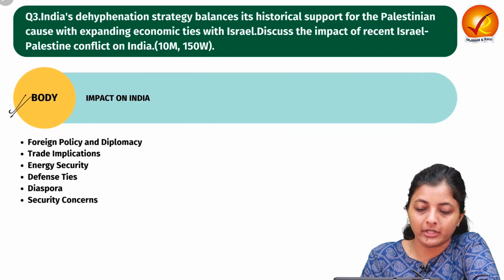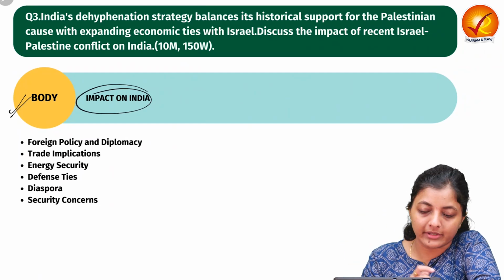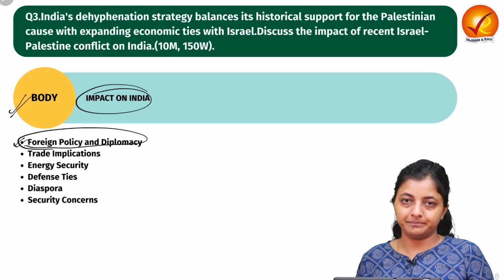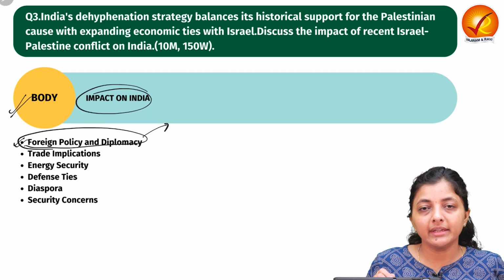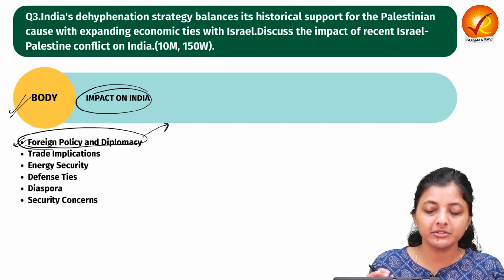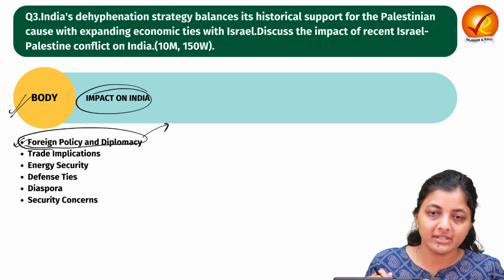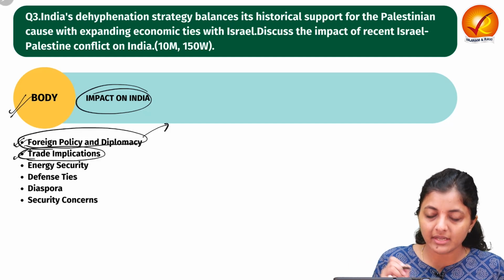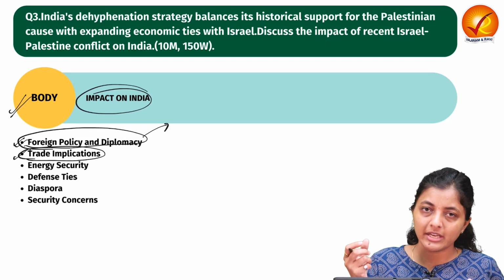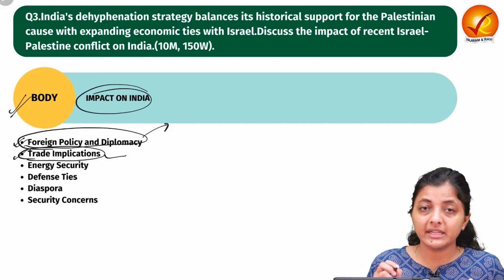Now, let's see the body. We have to write about the impact on India from this conflict. The first is foreign policy and diplomacy. Historically, India has supported the Palestinian cause, but now after India's de-hyphenation policy, taking both countries together in the diplomatic arena could be a challenging task. Next comes the trade implication. India is Israel's third largest trade partner in Asia and the seventh in the global arena, and this conflict can have negative trade implications.